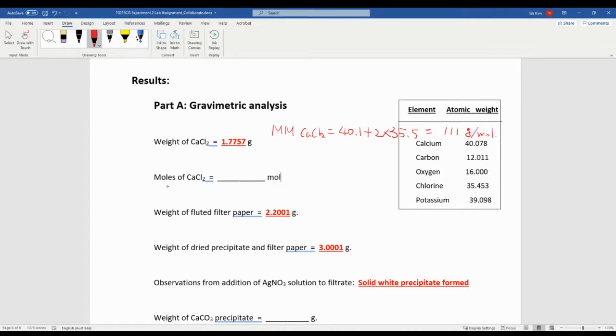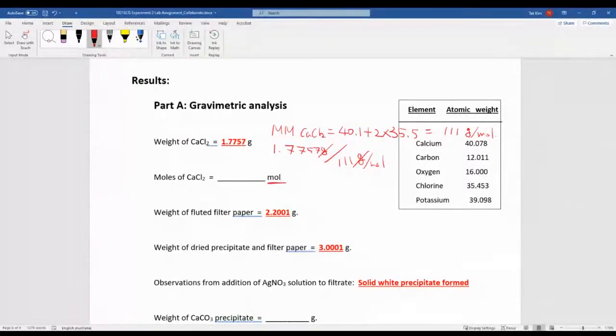Using the molar mass of calcium chloride, you should be able to calculate the moles of calcium chloride. To do it, you divide the mass by the molar mass, right? So mass over molar mass will give you the number of moles. So 1.7757 grams over 111 grams per mole. When you look at the units, the grams cancel each other out, leaving only mole. So the mathematical operation we did is correct.